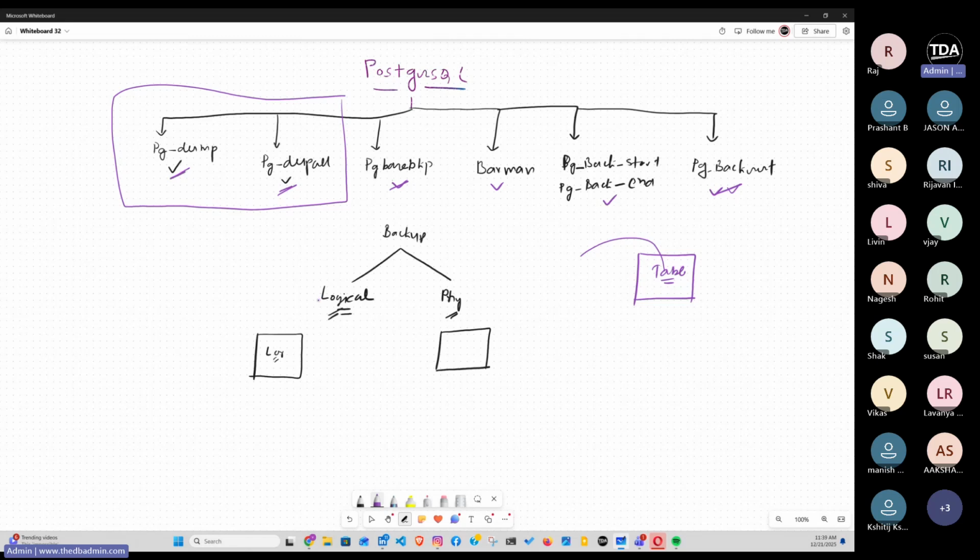So don't think that if your Postgres is running in container mode, backup and restore is going to be different. No, the ways are going to remain the same. The way we take the backup is the same, and the restore purpose is the same. The only thing is sometimes you are using some Docker commands. Okay.